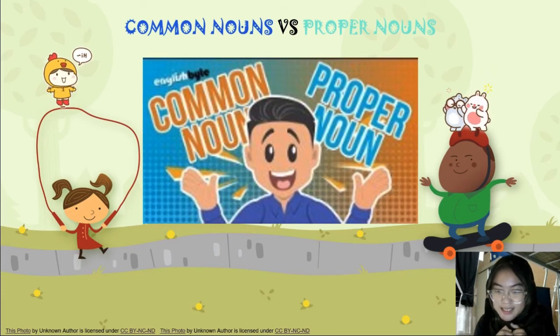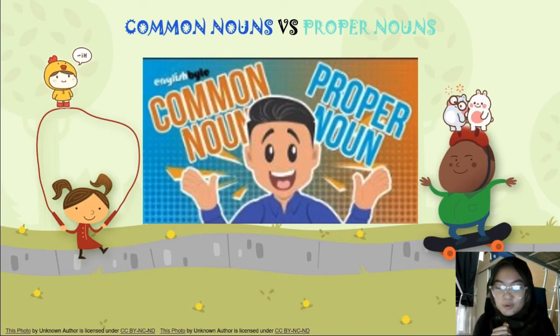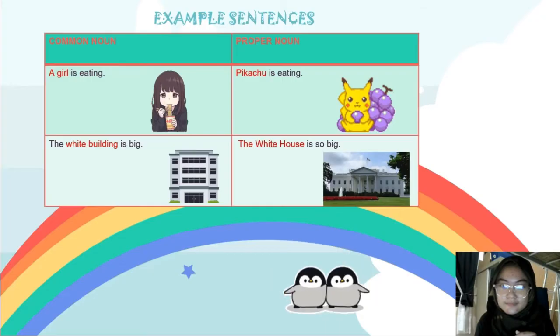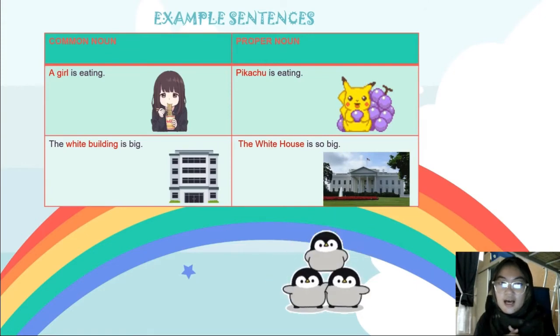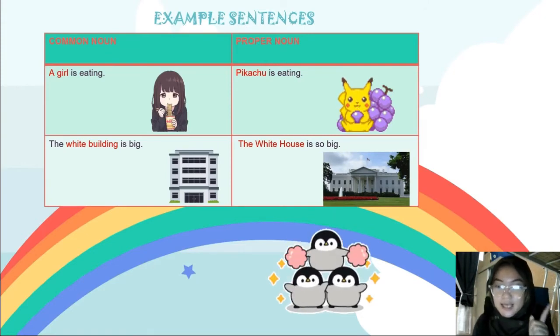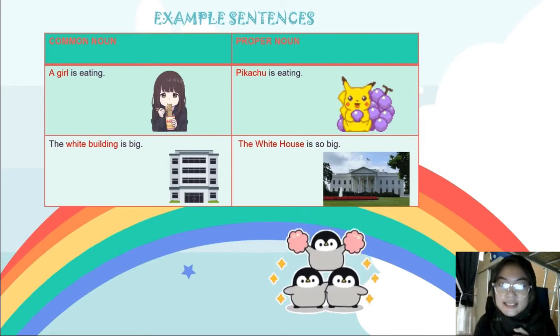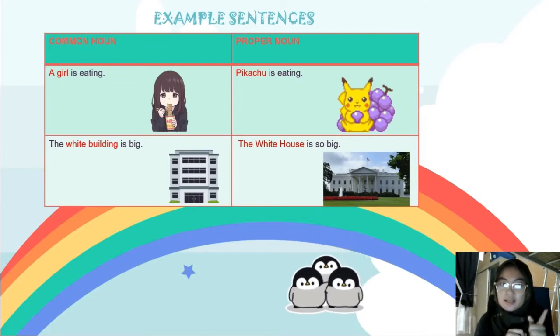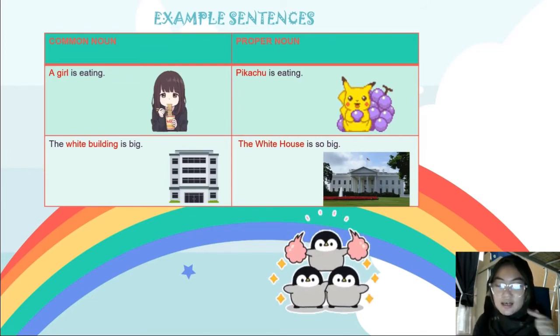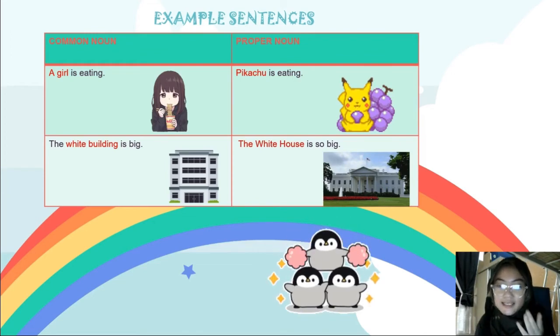Okay? Do you guys get me up until now? Is everyone okay? Alright, let's go through the examples of common nouns and proper nouns. Okay, the first example for common noun is: a girl is eating. Can you see that the common noun used here is a girl? Why is it a girl? And why is it a common noun?